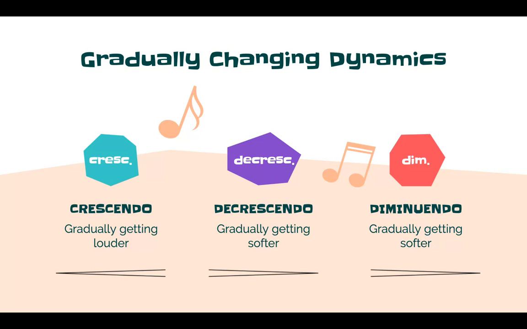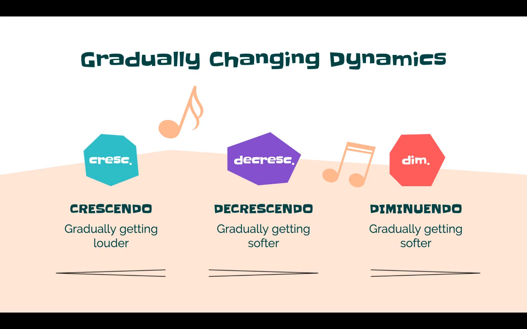We have one other category of dynamic markings to talk about today. And unlike those consistent and steady dynamic markings, these are ones where our volume level is gradually changing. The first one is crescendo. And just like in Spanish, crescendo is growing. This is growing in volume or gradually getting louder. And you will see that notated in your music either with the abbreviation that you see in the shape there, cresc., or with that symbol you see below the definition.